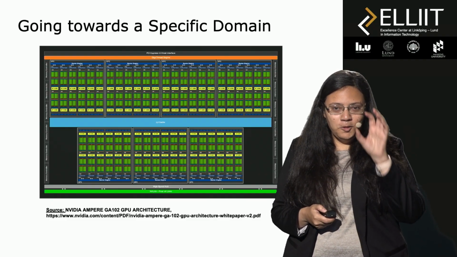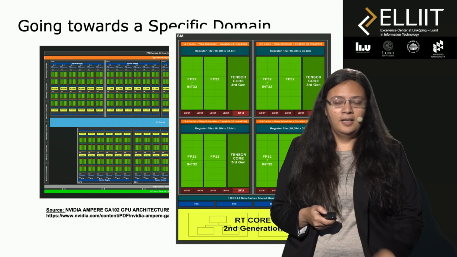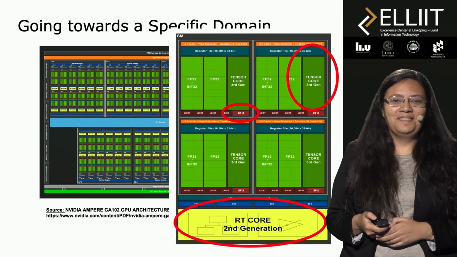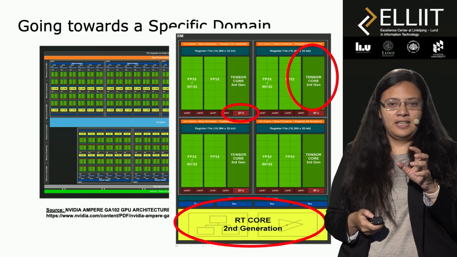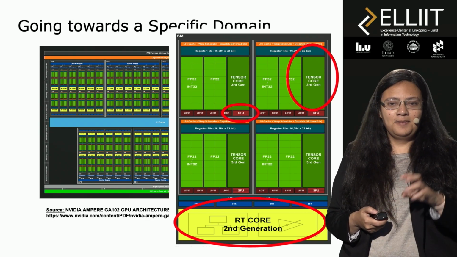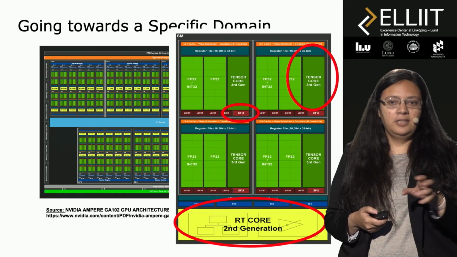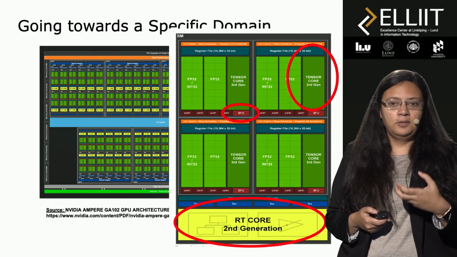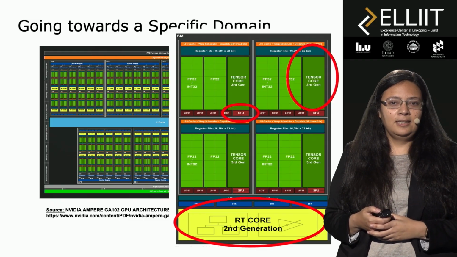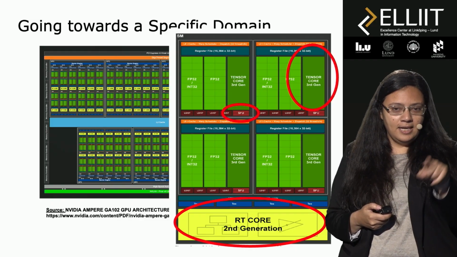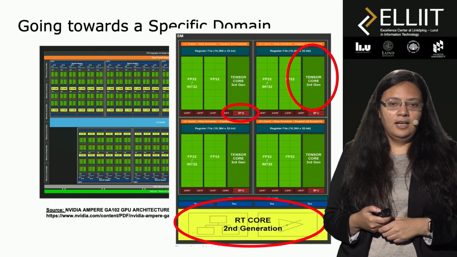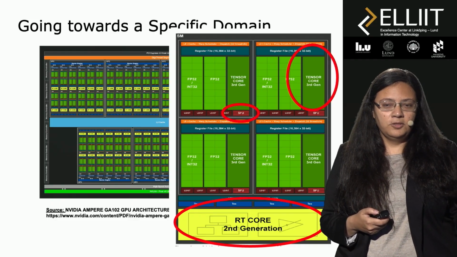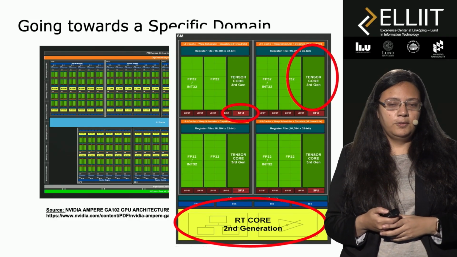If we look closer to those repetitive blocks, let me come this way, we can see that there are actually blocks that don't look the same. And this means that this architecture is not homogeneous, it's more heterogeneous, because we have now specialized blocks that will speed up some operations related to graphics. For example, this big yellow block is actually called a ray tracing core, which focuses on ray tracing, which is very important for graphics.